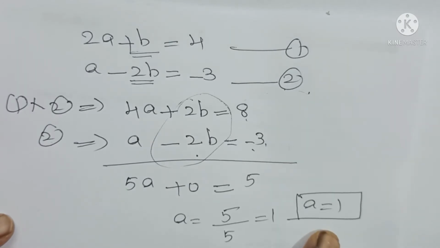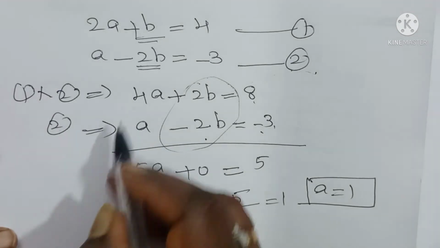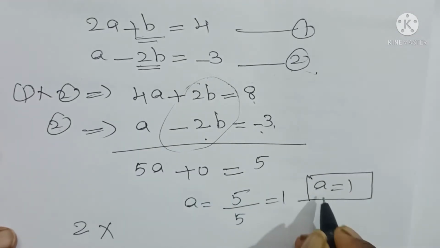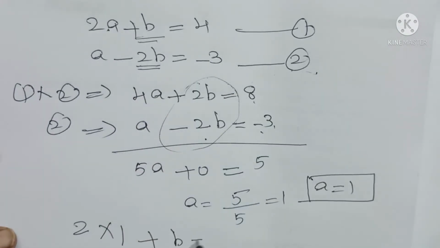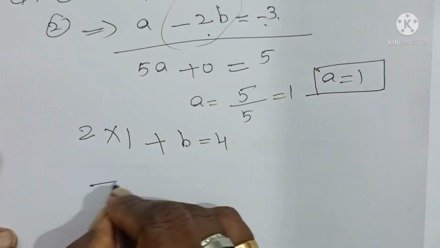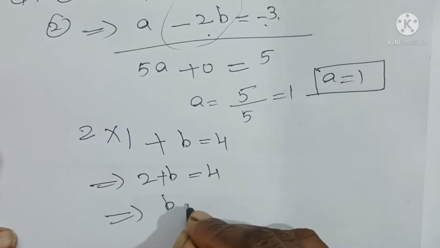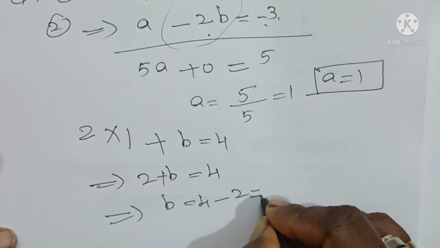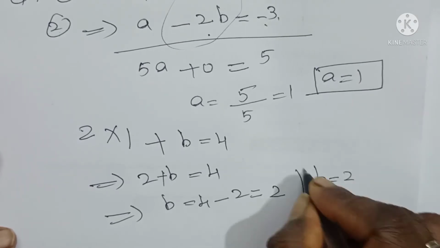Now substitute the value of A into any one of these equations. In the first equation, 2 into the value of A, 1, plus B is equal to 4. This implies 2 plus B is equal to 4. So the value of B is 4 minus 2, which is equal to 2. So the value of B is equal to 2.